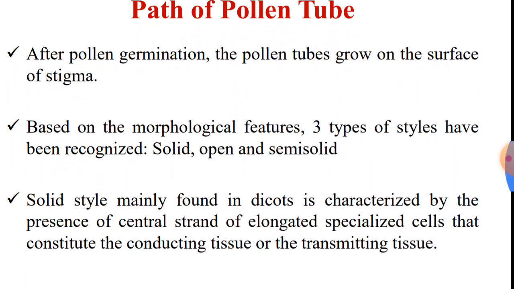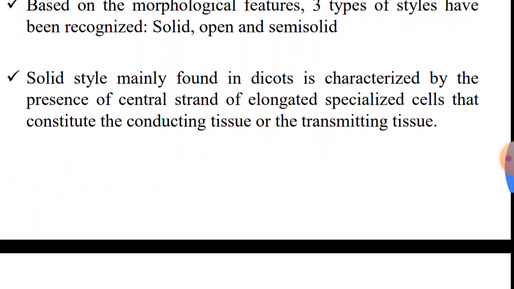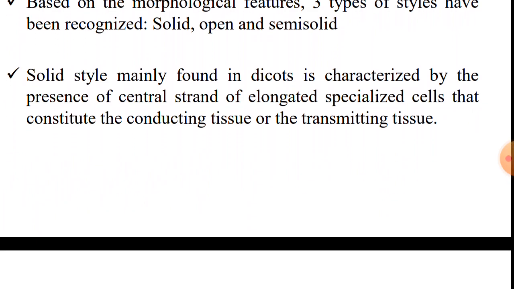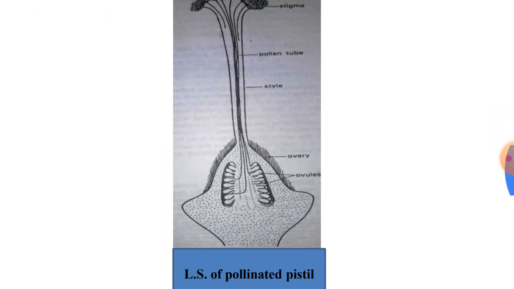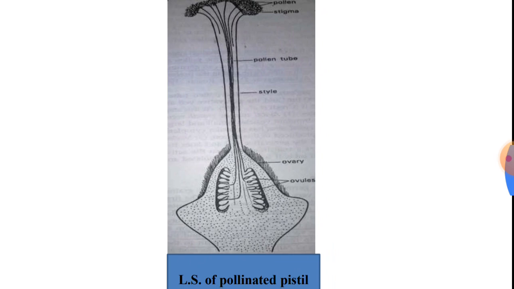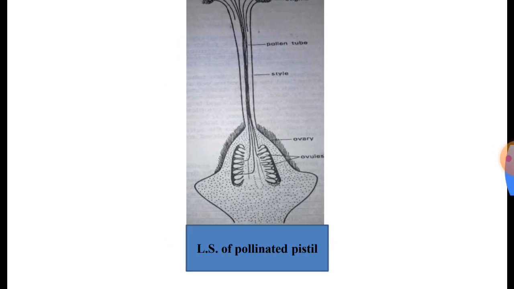Now, path of pollen tube. After pollen germination, the pollen tubes grow on the surface of stigma. Based on the morphological features, three kinds of styles have been recognized: solid, open and semi-solid. Solid style, mainly found in dicots, is characterized by the presence of central strand of elongated specialized cells that constitute the conducting tissue or the transmitting tissue. This is longitudinal section of the pistil.